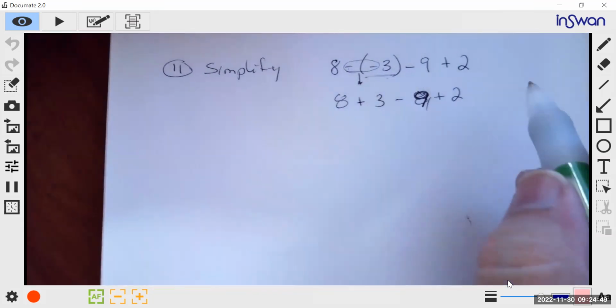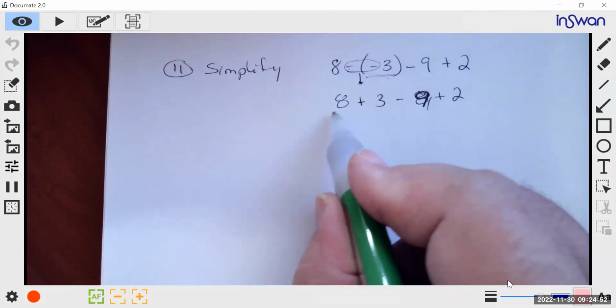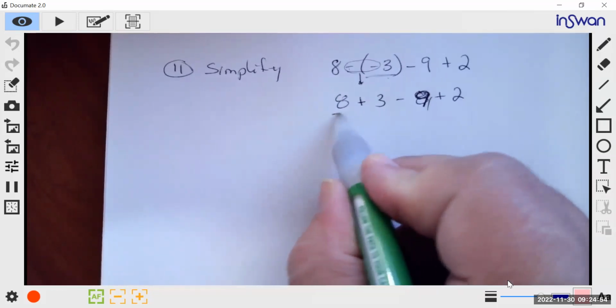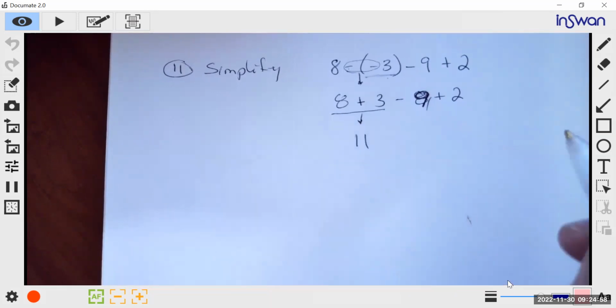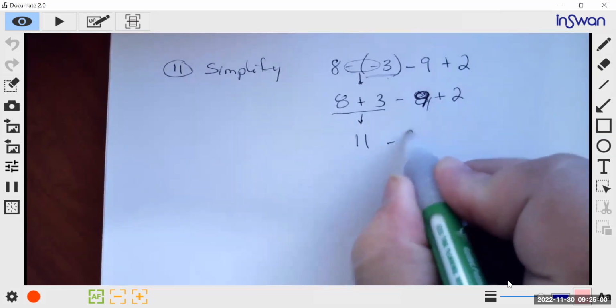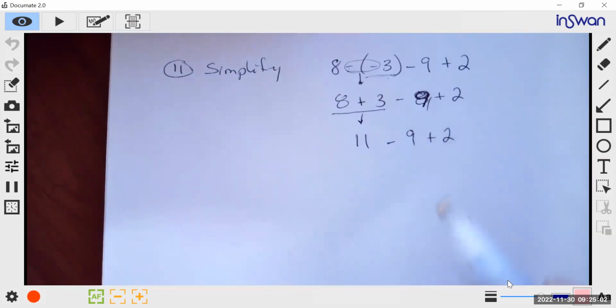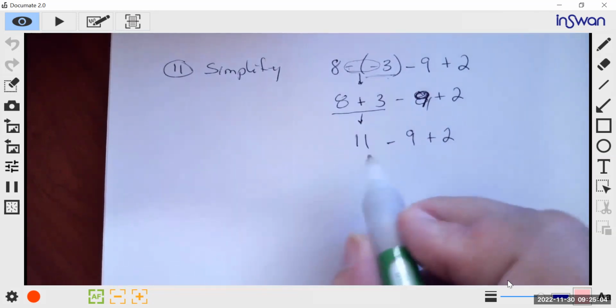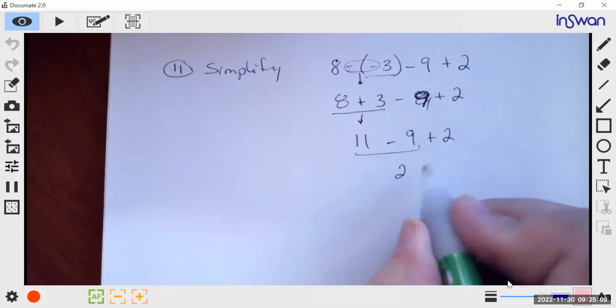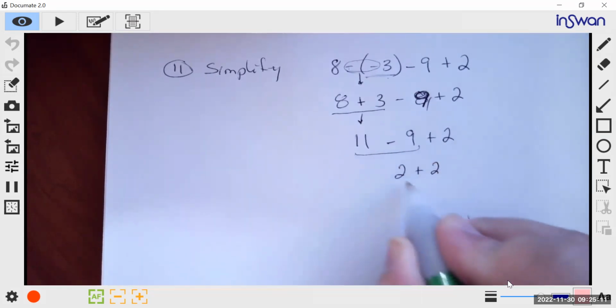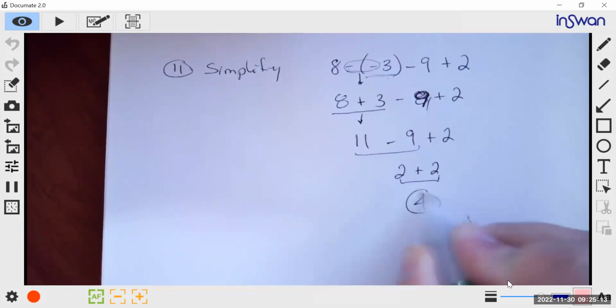No special operations, no multiplication or division, so addition and subtraction, left to right. 8 plus 3 is 11. Minus 9 plus 2. Left to right again. 11 minus 9 is 2. 2 plus 2 is equal to 4. And there's your answer.